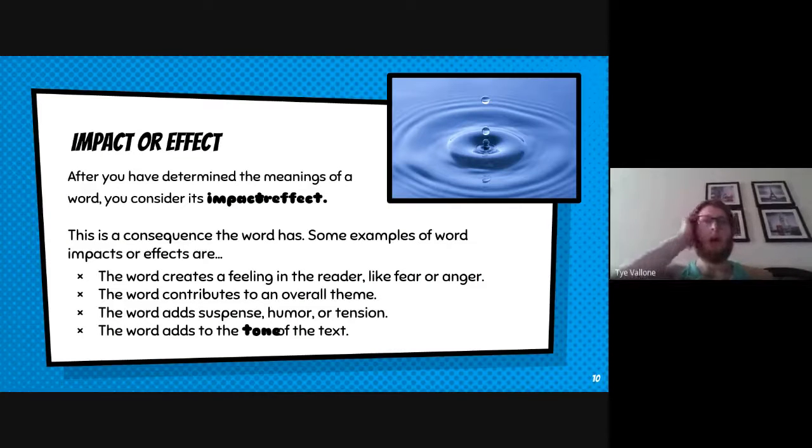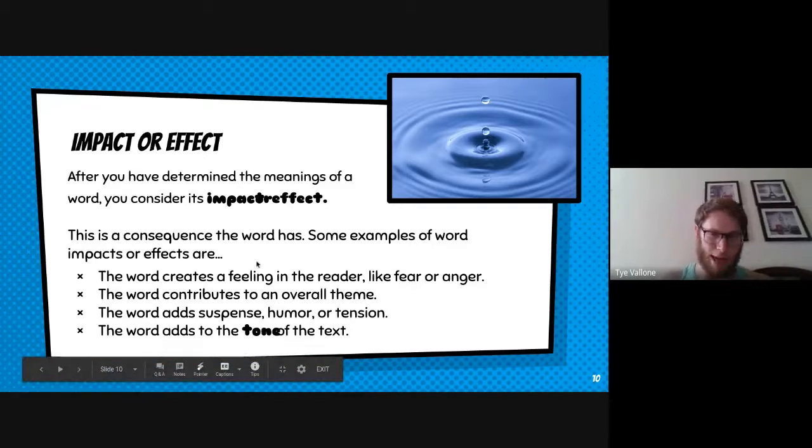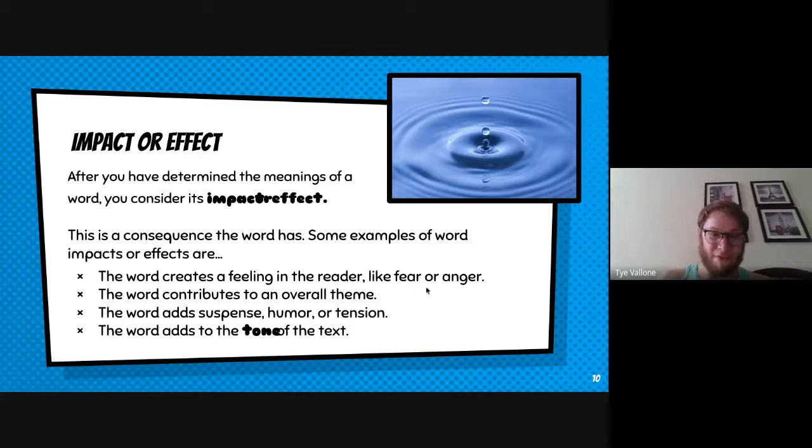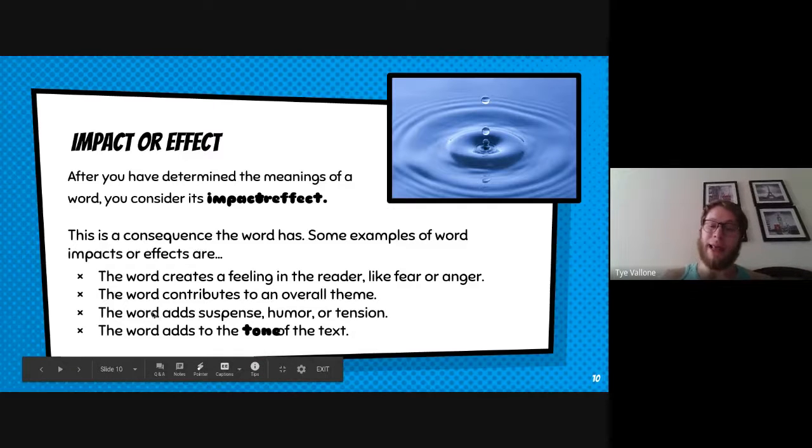All right. So all three of these meanings can have an impact or effect on the reader. Once we determine the meanings of a word, what is its denotative meaning, what is its connotative meaning, we've got to figure out what is its impact or effect, right? The impact or effect is the consequence the word has. How does it make the reader feel, right? These words can create a feeling like fear or anger. They can contribute to the overall theme of the poem. They can add suspense, humor, tension, and they can add to the tone of the text.